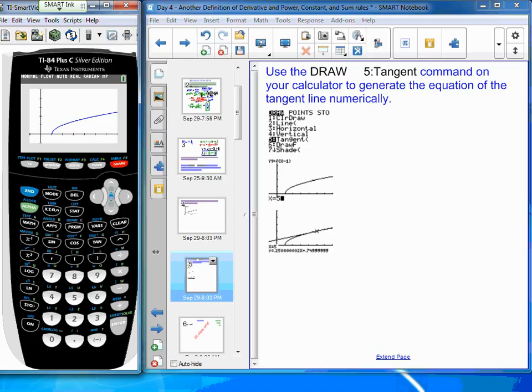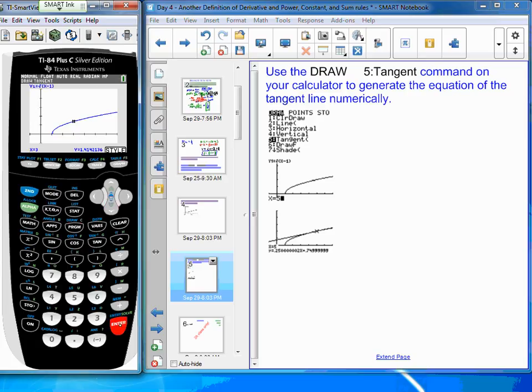So everybody, here we go. Second program is the draw menu. Everybody find it. Second program is the draw menu, and we want to select the 5th option for tangent line. So we'll go second program, that's the draw. We want the 5th option for tangent line.